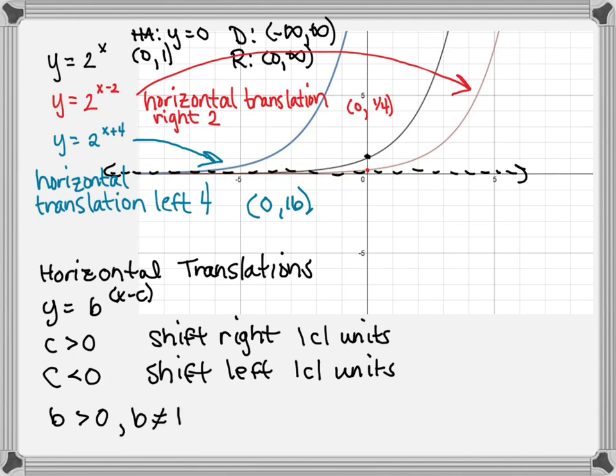So in all of these examples, we used the parent function where the base was 2, but this could easily have been any other positive number other than 1. So it could have been base 10. It could have been base 4. It could have been base 20. So any other base number that is greater than 0 but not equal to 1.